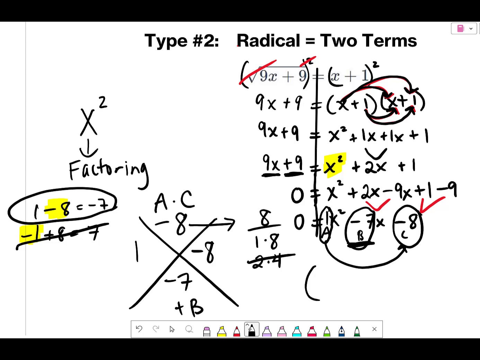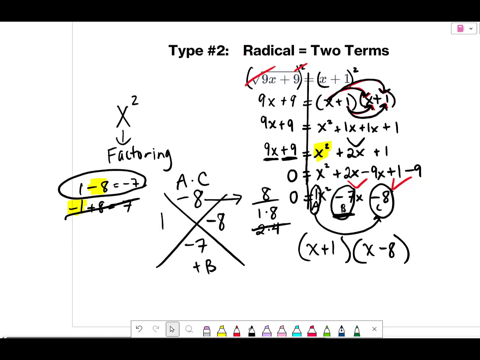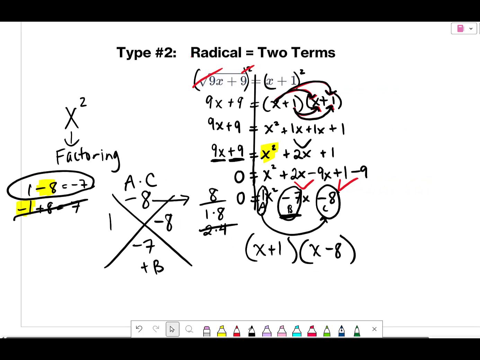So now I'm going to write out my answer. X plus 1, x minus 8. Now, if they're just asking you to factor, that's what they would say. But in this equation, we're trying to solve for x. We want to know what x is. So please do not forget the step. I'm going to put a star here, that you have to change the sign. So x plus 1 becomes x equals negative 1, and then x minus 8 becomes x equals 8. So that's the type 2 problem.